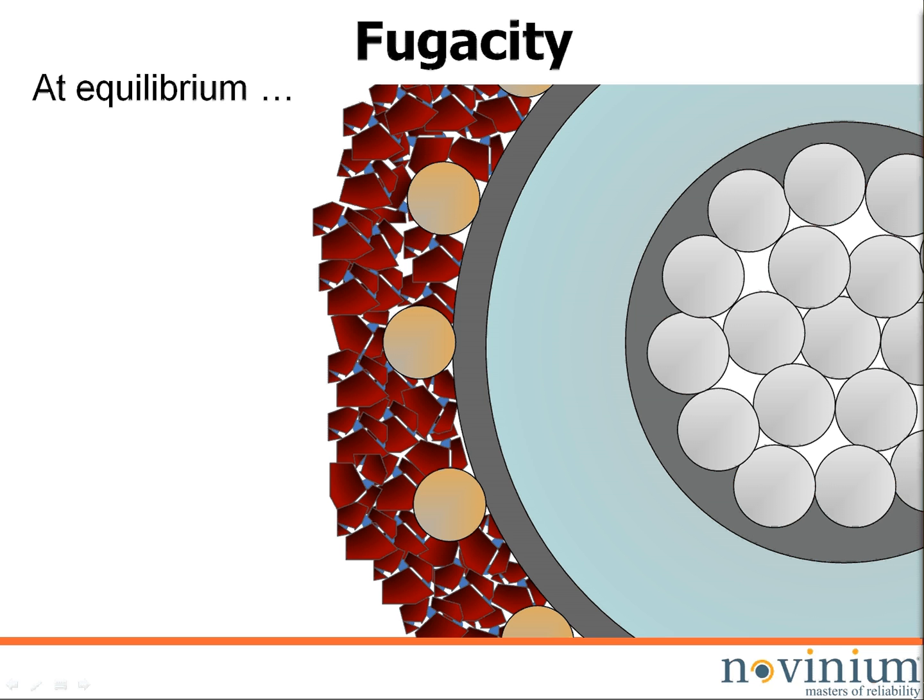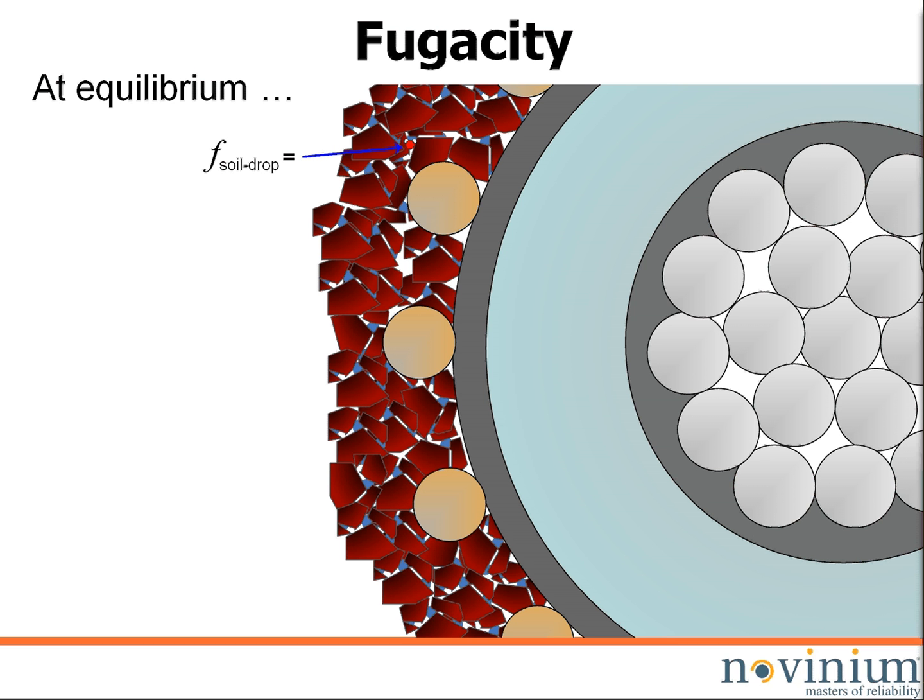Fugacity is the chemical potential of a material. At equilibrium, that is, given long times with stable temperatures, the fugacity of a liquid or vapor is the same in adjacent phases. The amount of water in the soil and the temperature of the soil at 1 meter of depth is very stable, so actual fugacity values are very close to equilibrium most of the time.